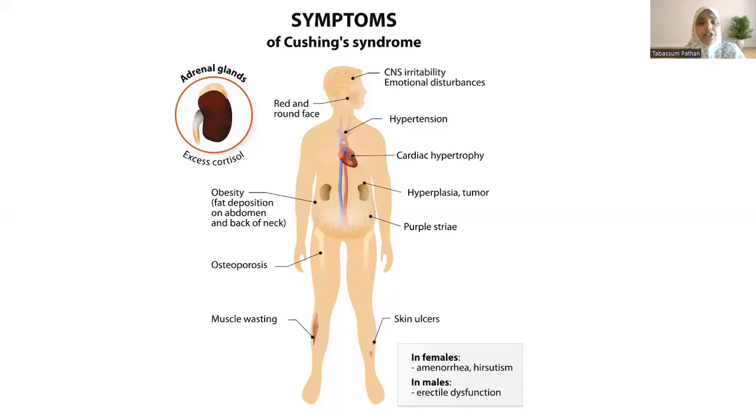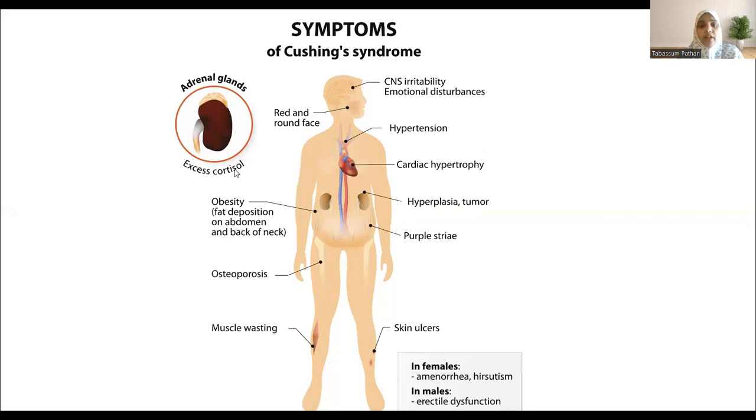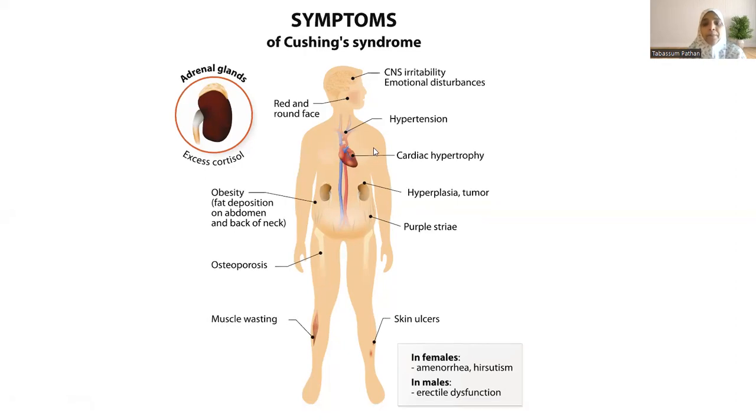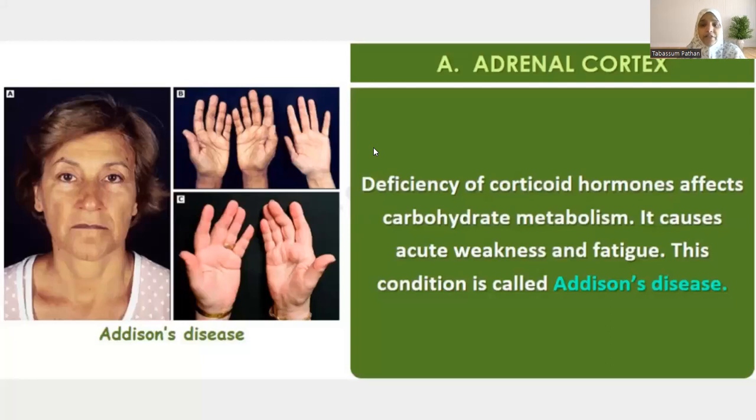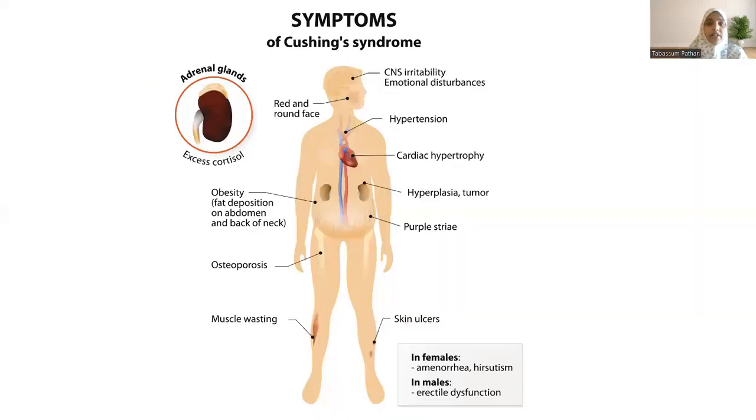Okay, another condition is known as Cushing syndrome. That is when there is excess cortisol in the body, so all these symptoms will be seen. Like osteoporosis, thinning of the bone, muscle wasting, skin ulcers, tumor, then obesity, hypertension, irritability, central nervous system irritability, red and round face. So these are the two conditions that can be seen in case of adrenal cortex disorders, Addison disease and Cushing's syndrome.